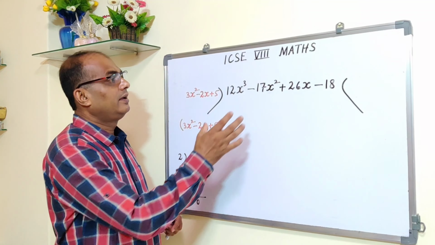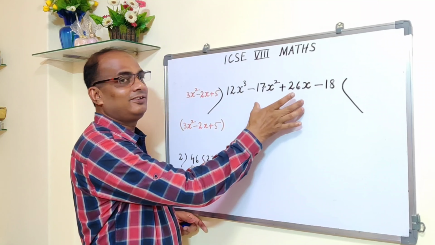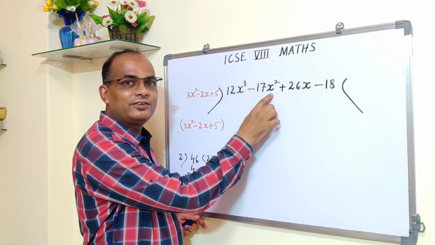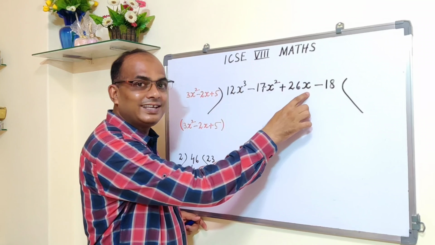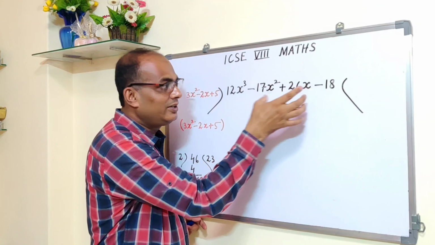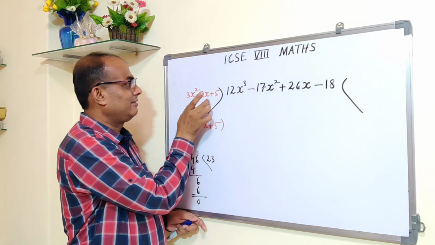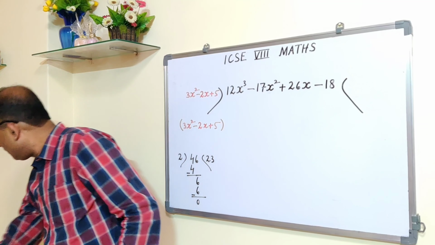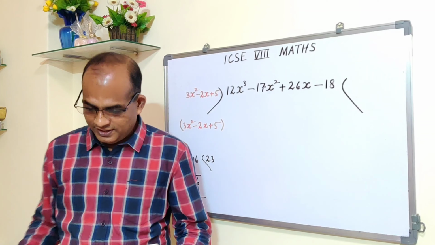The question is, divide this: 12x³ - 17x² + 26x - 18. Divide this by this: 3x² - 2x + 5. That is the question. This is your question.